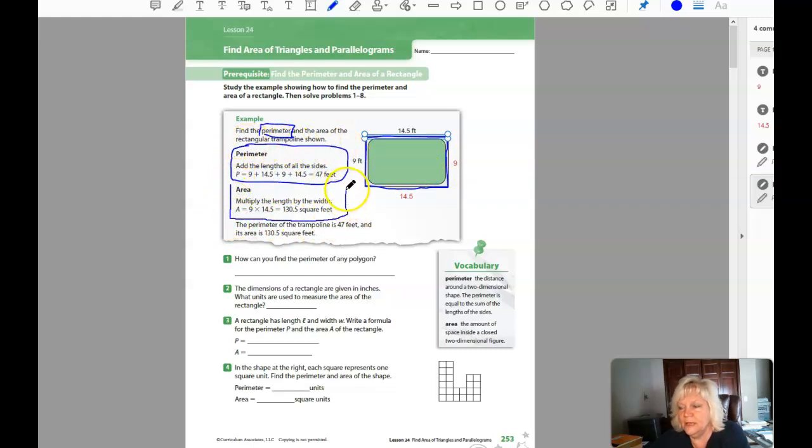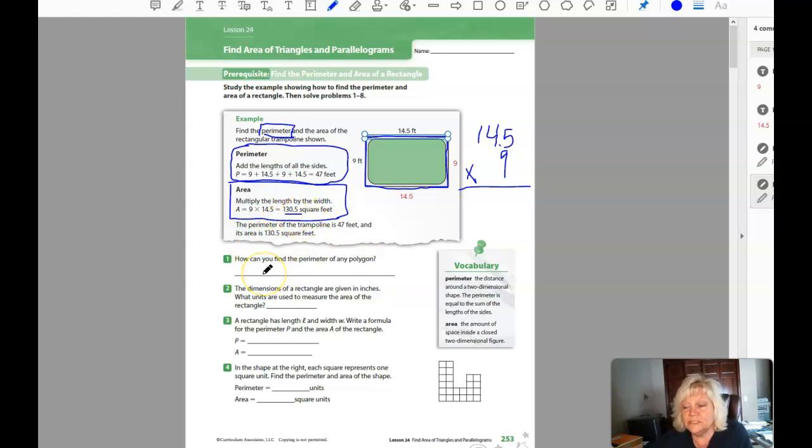The area is right here, and the area means 14.5 or 14 5/10 times 9. So I would have to do that. And I'm just going to remind you on decimals, when we multiply, we ignore the decimal until we are done, and then we put it back in. So you would multiply those together, and that shows you down here that you would get 130 5/10. Right there is our answer.